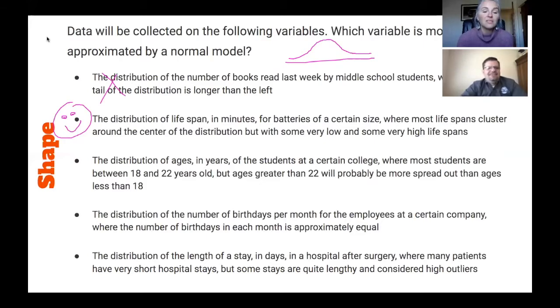Okay. The distribution of ages in years of the students at a certain college, where most students are between 18 and 22, but ages greater than 22 will probably be more spread out than ages less than 18. So can you draw us a graph? What do we think this is going to look like? Clustered around 18 to 22, that's where most of the students' ages will be. Now think about this, because this is certain college students. Some students might start early, like around 16. Some might have a late birthday, and so they might be starting at 17. Most students will be 18 to 22.